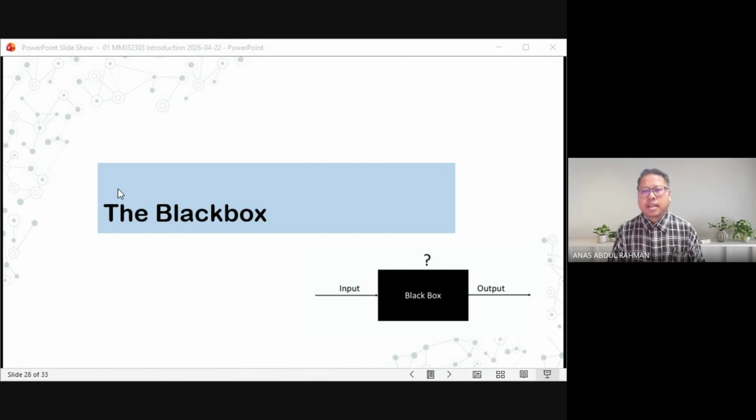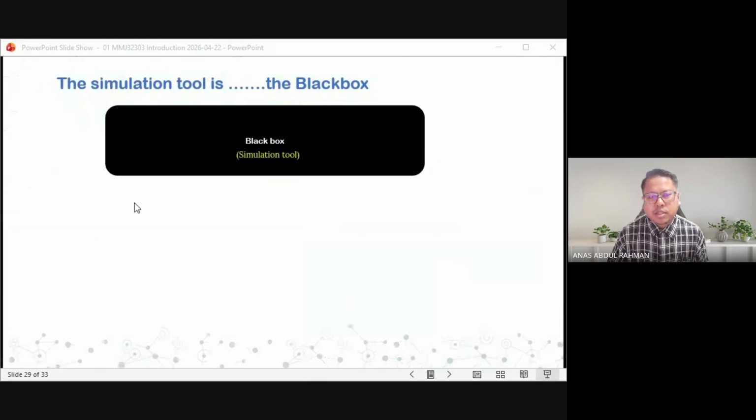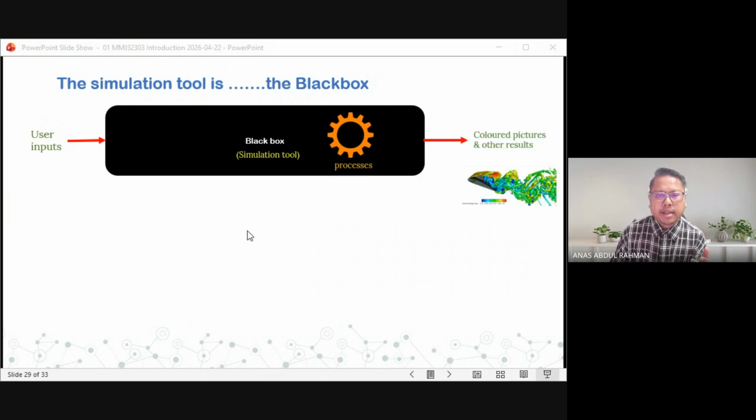Okay, so just an introduction on the black box, in order for us to understand better. Just assume that the tools that you're going to use, ANSYS Fluent or any software, is the black box. That's the simulation tool. So we have a user input, we have some processes in there, right? And then you're going to get the colored pictures or the amazing visuals that we discussed just now.